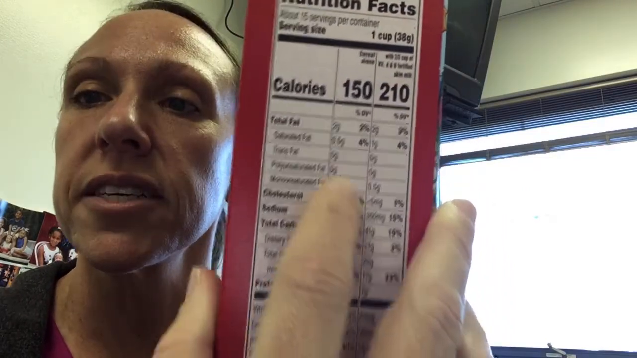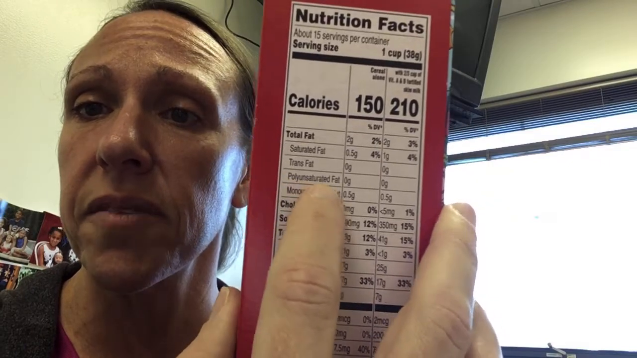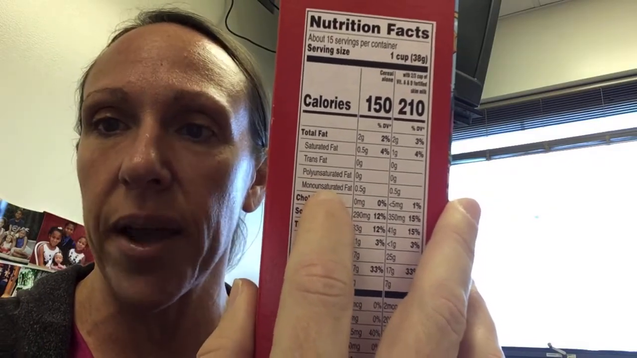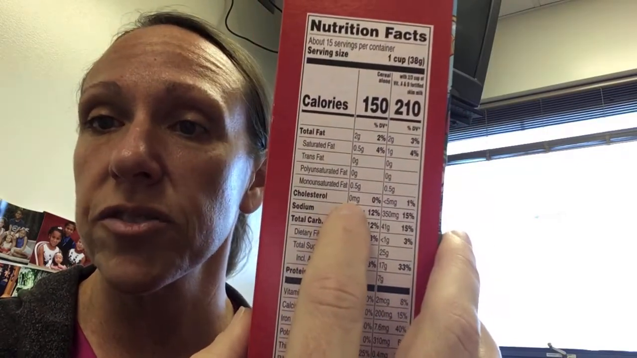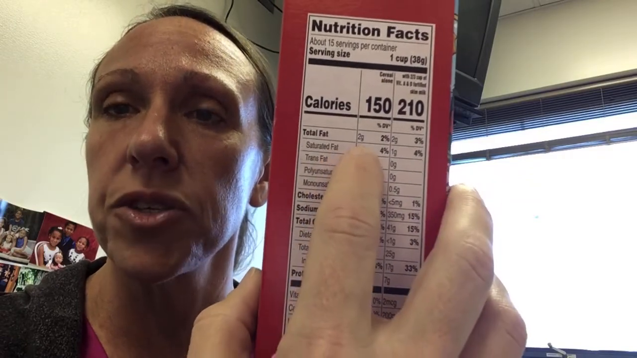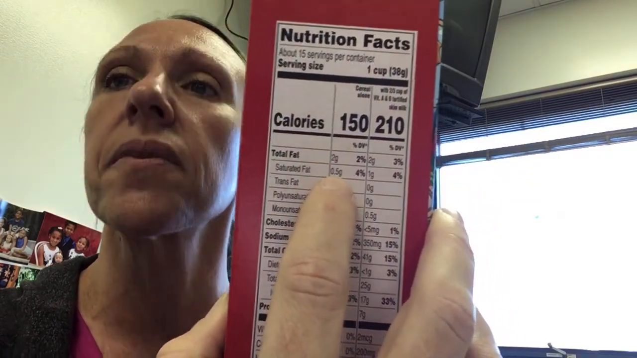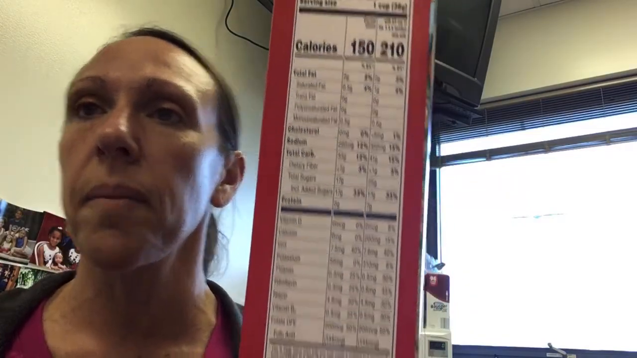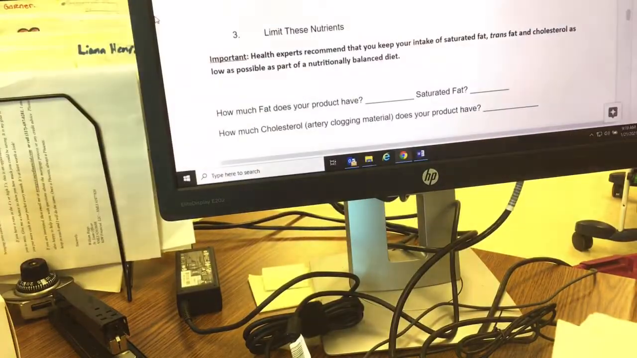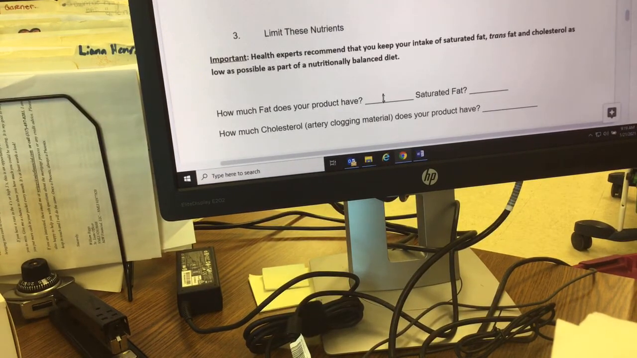Okay, it does also list some different types of fats. These are some of those unsaturated fats that we talked about that are not quite as bad for you. And then there's the cholesterol. Okay, so if you're looking down, it has no cholesterol, which is good. Fat was 2 grams, saturated fat was 0.5. Okay, so that's what I would be filling in on my paper. Okay, so find yours on your label and then fill that in on your paper. All right, so 2 grams of fat. I had 0.5 of saturated fat, and the cholesterol was also 0.